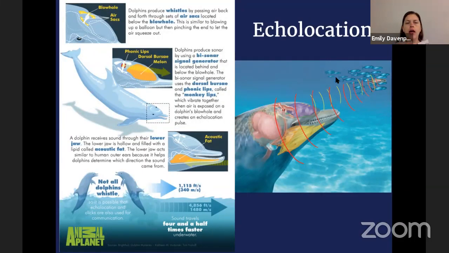The jaw has a type of fat in it that they call acoustic fat, and it helps the dolphins determine where that sound is coming from. So they can tell, okay, I know that prey is over to my left. A lot of animals do use echolocation, not just dolphins, and animals on land as well, like bats use echolocation in a similar way to detect prey.